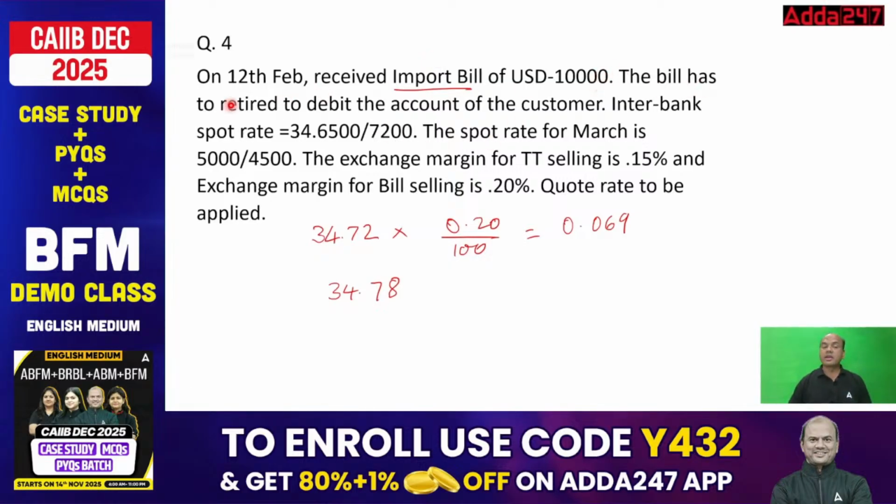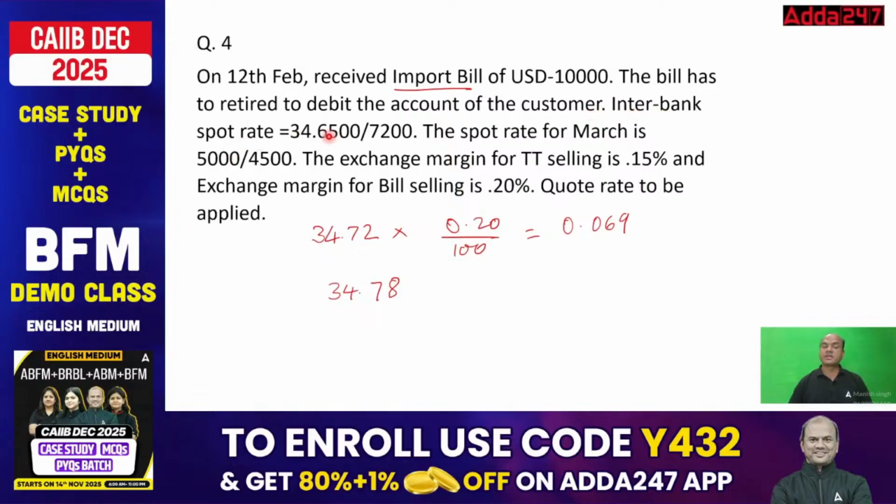Bill has to be retired. See, I am receiving the import bill. So now you have to check whether you have to apply the forward rate or not. The bill has to be retired to debit the account of the customer. See, debit. Always remember, okay? Because import bill is there. Import means dollars are going out. So debit the account of the customer.